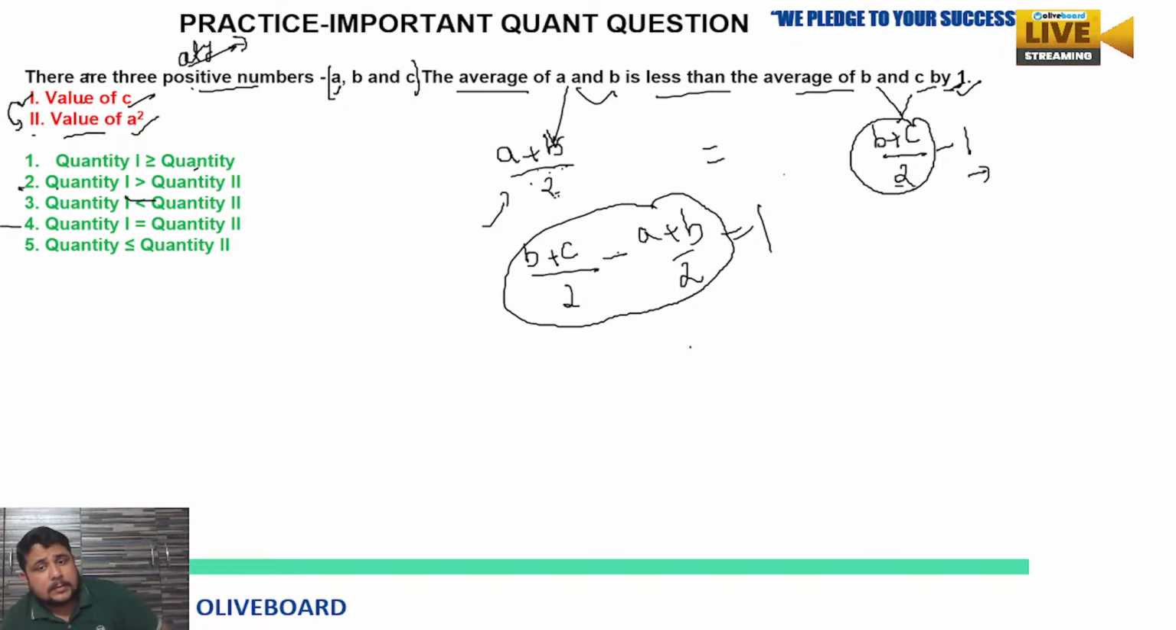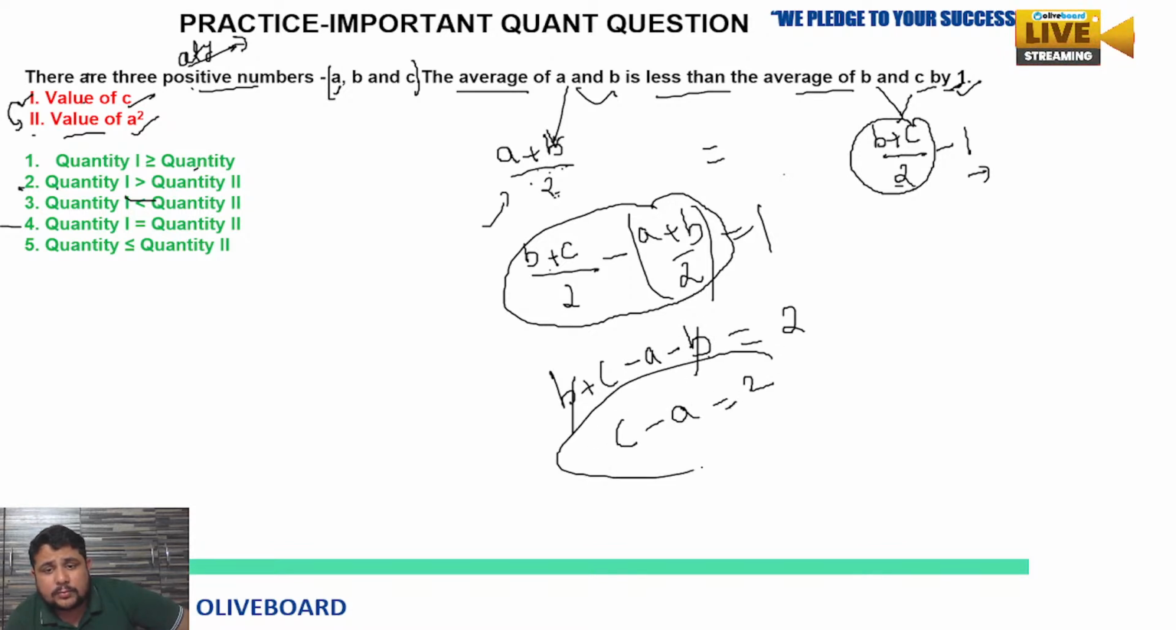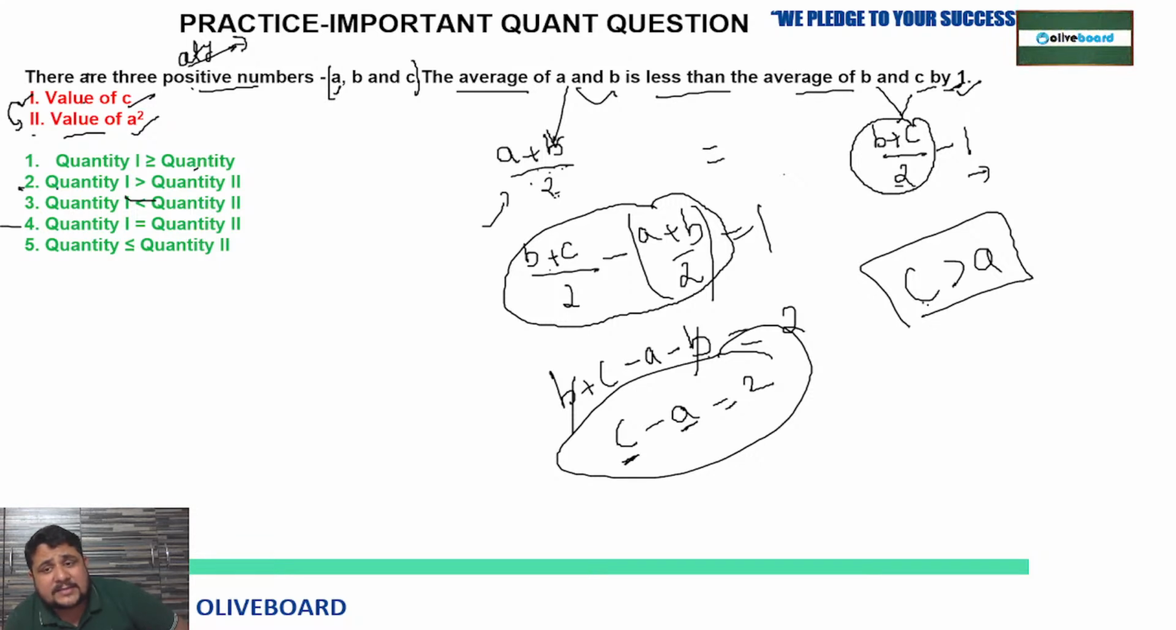So when you know this, just take the LCM, and by taking LCM just transfer 2, so 2 will come here. Now see, b plus c minus a minus b, so b and b cancel. Now c minus a is equal to 2, means a is 2 less than c. Are you getting my point? Means c is greater than a, but their difference is 2 only. So if suppose a is 1, then c is going to be 2 more than that, 3. If a is 1000, then c is going to be 1002.